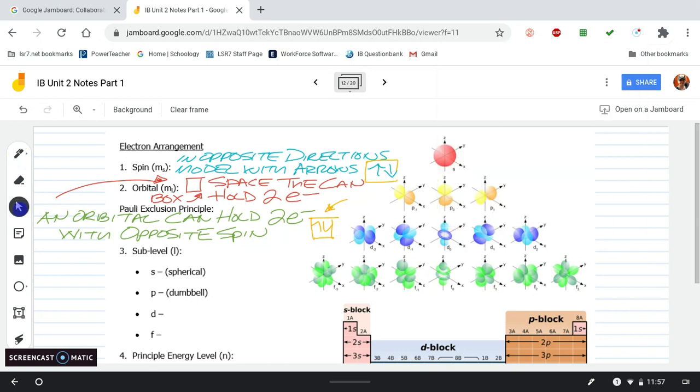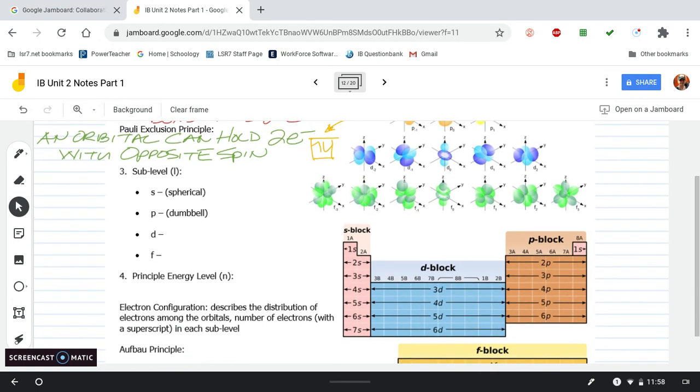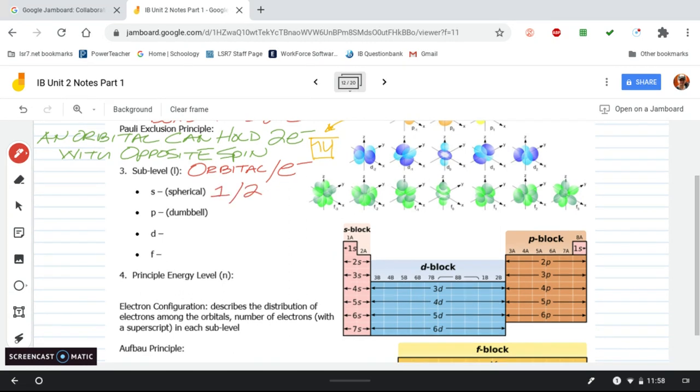Now we can go through a few more definitional items. S, P, D, and F. These are going to be the blocks on the periodic table. They have orbitals and they have electrons. So we'll write down orbitals / electrons. S has 1 orbital and it holds 2 electrons. P has 3 orbitals and it's going to hold 6 electrons. D is 5 and 10. And F is 7 and 14.